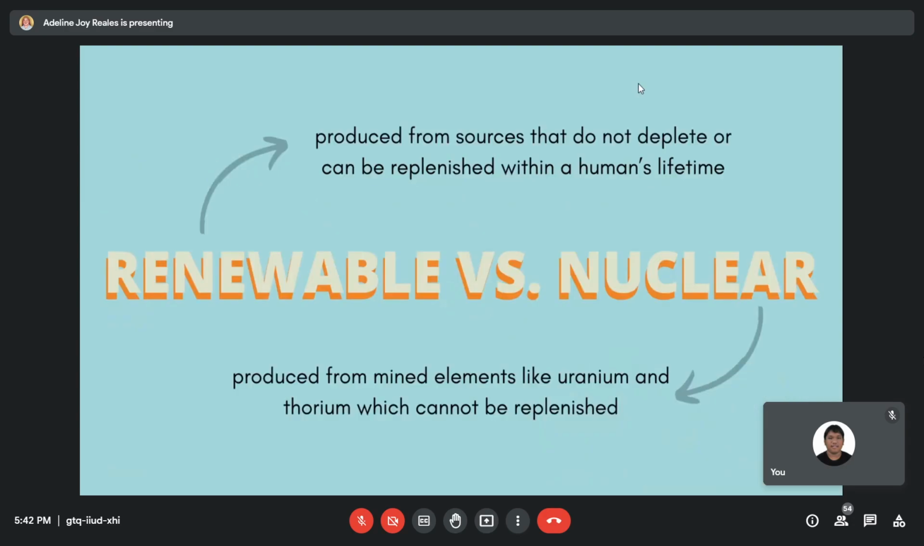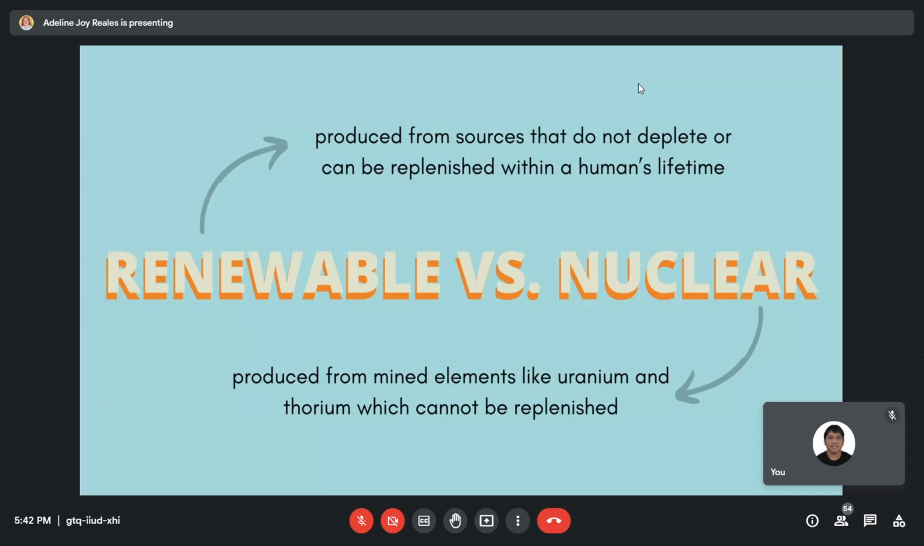The renewable energy sources stated herein are those that are produced from sources that do not deplete or can be replenished within a human's lifetime. Meanwhile, the nuclear is produced from mined elements like uranium and thorium, which cannot be replenished. Significantly, these are also those that we know and utilize at present, such as solar, wind, hydroelectric, ocean, geothermal, biomass, and hydrogen energy, which are to be discussed later.